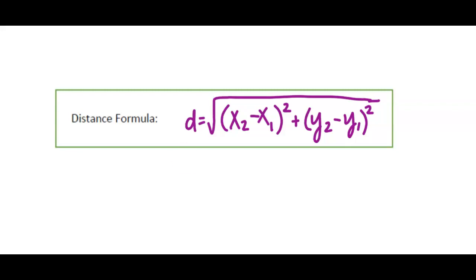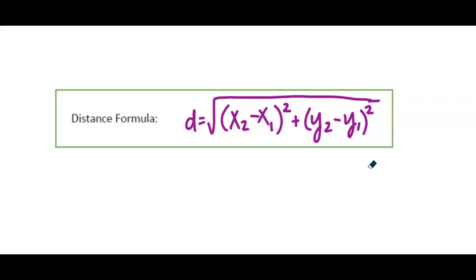D stands for distance. X2 minus X1 stands for the X value of a coordinate on a graph. I'm going to square that, plus, then I'm going to do my Y2 minus Y1, the Y value on the graph, both of them. I'm going to subtract them, I'm going to square them, then I'm going to add those two things together, and then I'm going to square root it, okay?